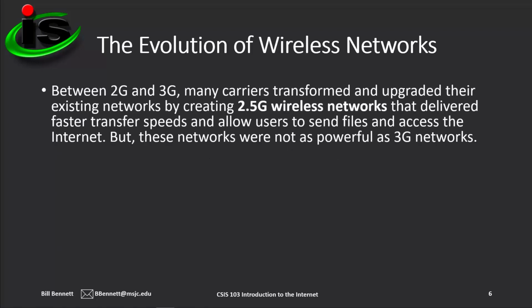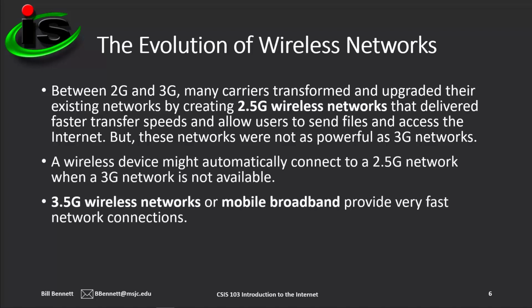Between 2G and 3G networks, many carriers transformed and upgraded their existing networks to create 2.5G wireless networks that delivered faster transfer speeds than the 2G networks. These 2.5G networks allowed devices to send files such as pictures taken with a camera phone to other users and to access the internet.